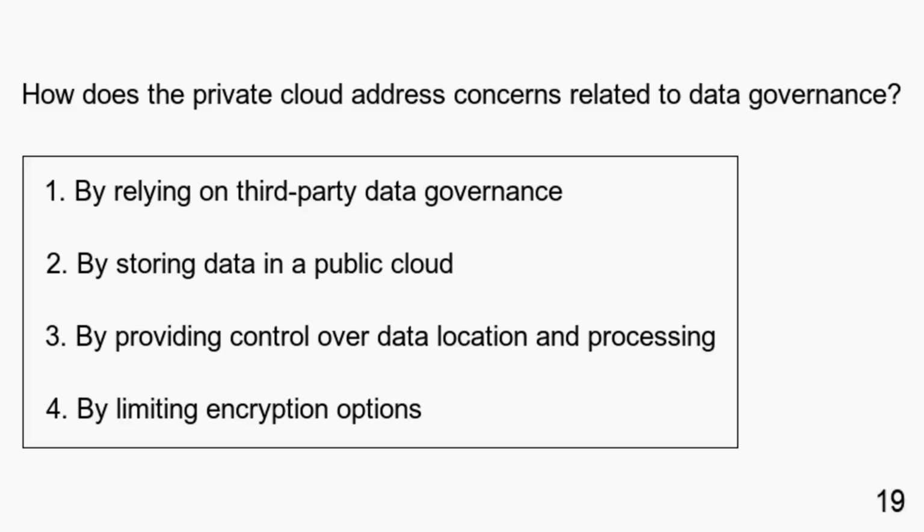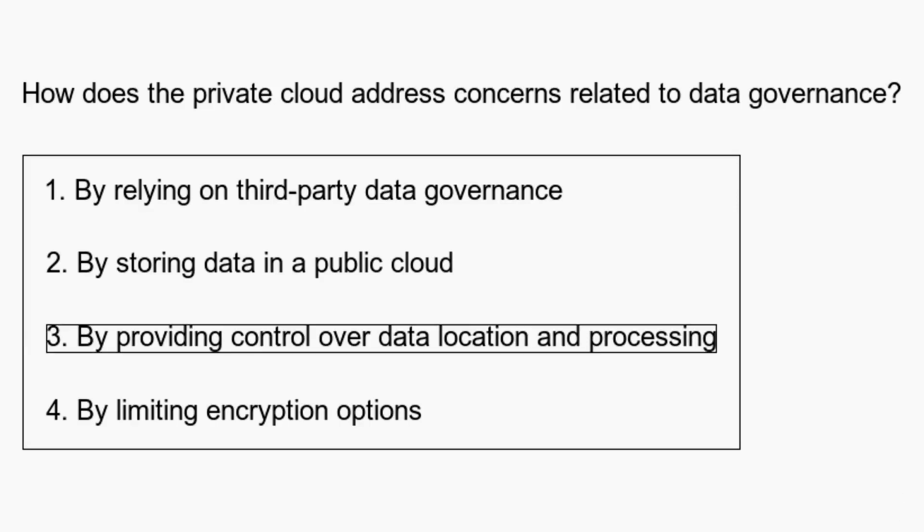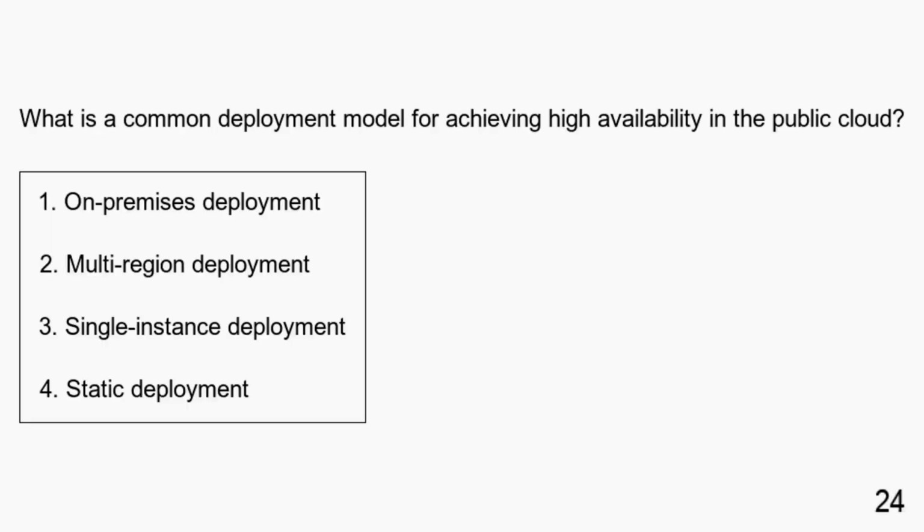By relying on third-party data governance. By storing data in a public cloud. By providing control over data location and processing. By limiting encryption options. Private clouds provide organizations with control over the location and processing of their data, addressing concerns related to data governance. What is a common deployment model for achieving high availability in the public cloud?